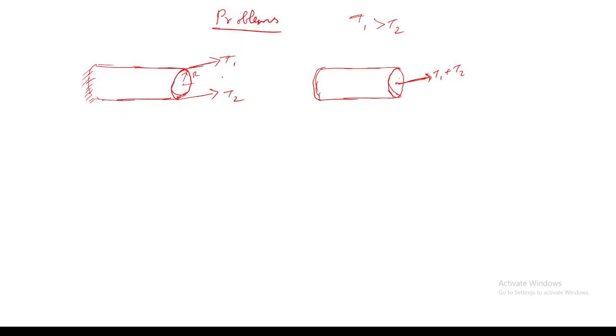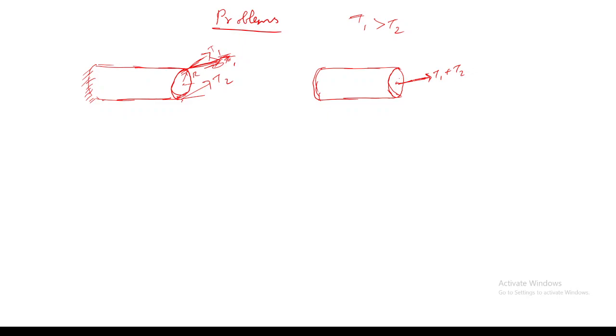Parallel. Yes, it's parallel actually, because I have loaded it like this. Maybe my diagram is not clear. So due to this, what couple will I get? Will I get a bending couple or a twisting couple around the horizontal axis? Twisting. Yes, twisting. So what will be the magnitude of this twisting couple?